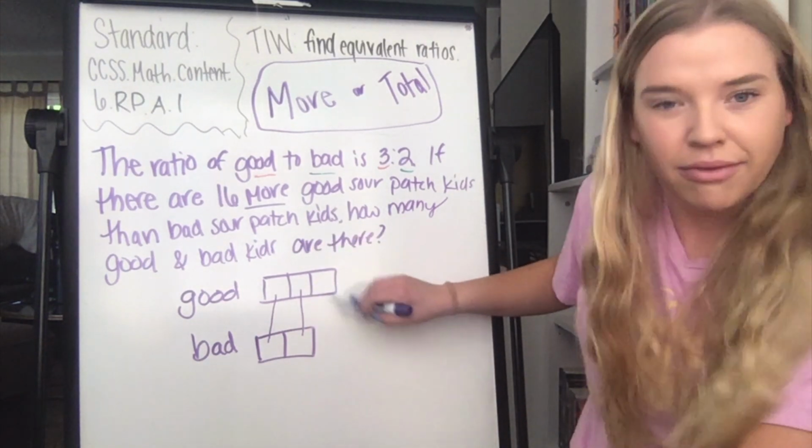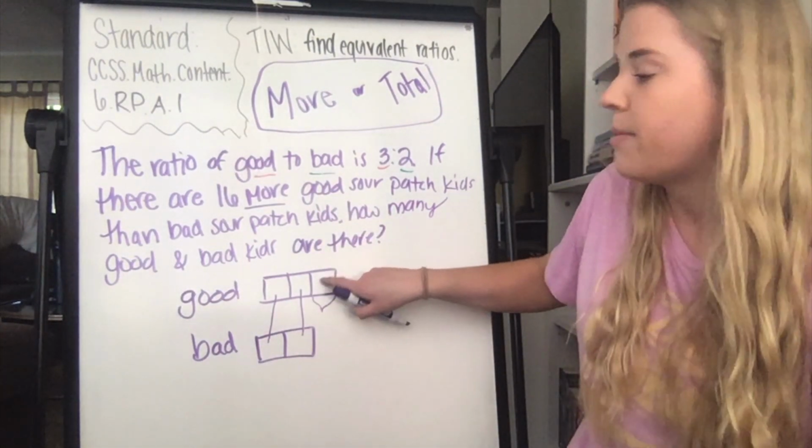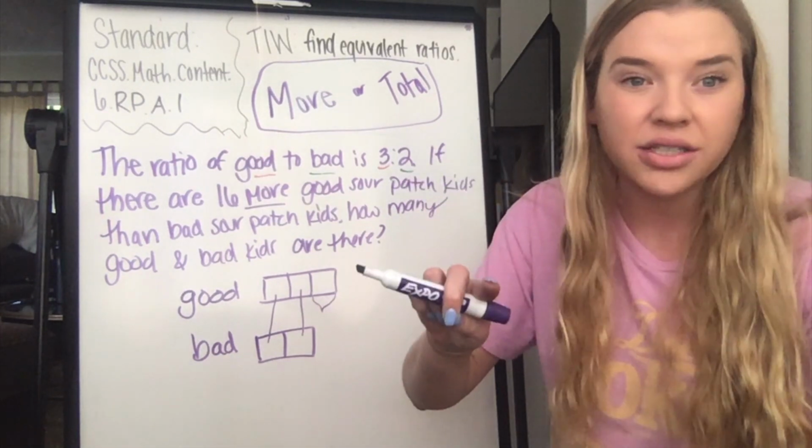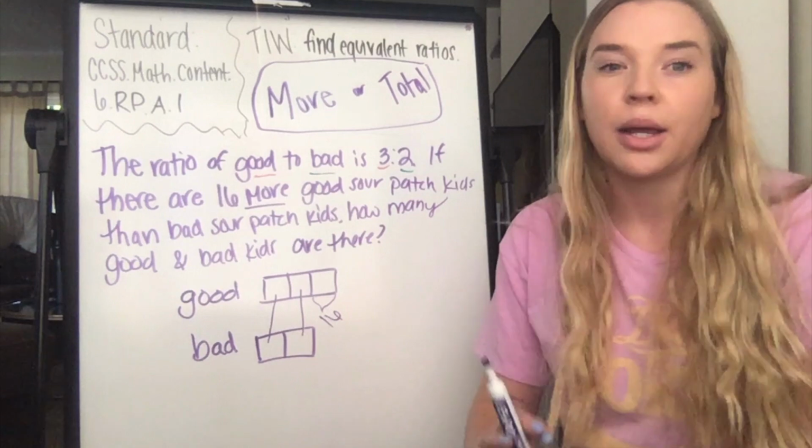I can't be like, okay? This represents my 16 more. This is how many more boxes. I have 1 more box for good than I do for bad. So this represents those 16 more.